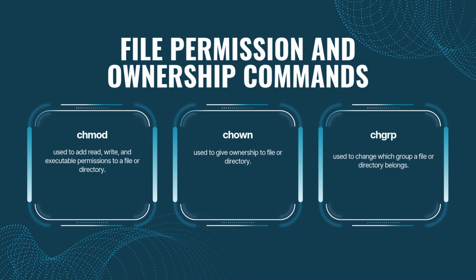Use chmod to set who can read, write, or execute files. Use chown to assign file ownership and chgrp to manage group access. Mastering these commands gives you tight control over who can access what.